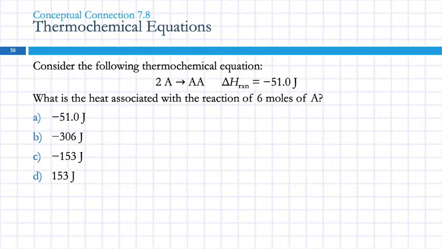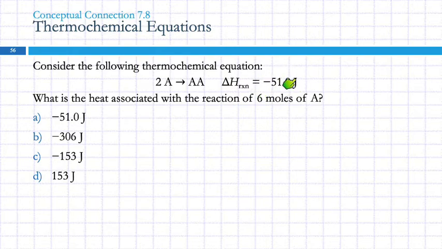So let's look at this thermochemical equation. It's a thermochemical equation because it talks about the heat. It gives the heat of reaction here. So we've got 2 atoms of A forming 1 molecule of A. Or we could interpret that as 2 moles of A atoms forming 1 mole of molecules. Delta H is negative 51 joules. So what's the heat associated with the reaction of 6 moles of A?